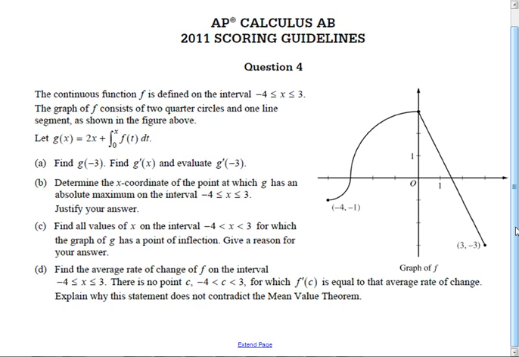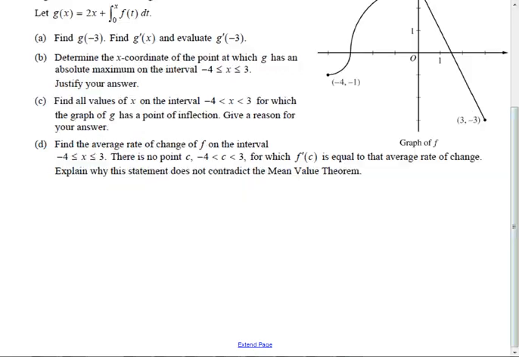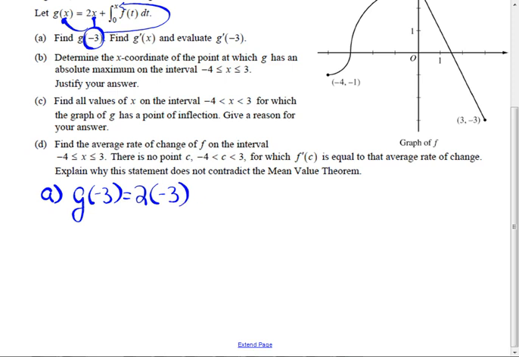Okay, so there's g of x. It's 2x plus the integral from 0 to x of f of t dt. So the first thing I want to do is find g of negative 3. So I'm just going to do what it says. It tells me what to do, doesn't it? What's g of negative 3? Where you see this x, you're going to put in negative 3. So g of negative 3 is 2 times negative 3. And please stop me if you have questions, by the way. Plus the integral from 0 to negative 3.